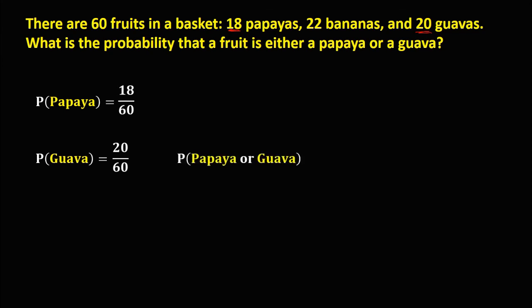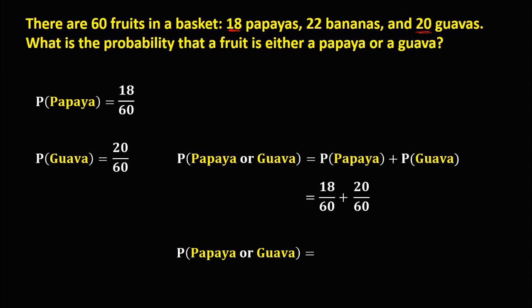And to find now the probability of papaya or guava, we add the probability of papaya plus the probability of guava. So for the probability of papaya, that's 18 over 60, plus for the guava, that's 20 over 60. So the probability now for papaya or guava is 38 over 60, then reduce, that's 19 over 30. So this is now the probability of papaya or guava.